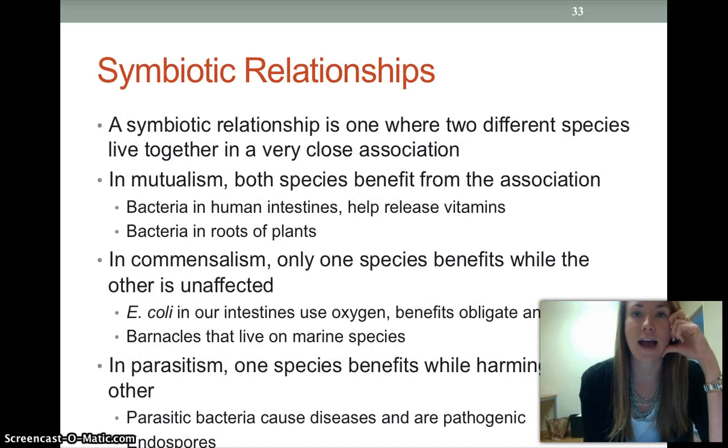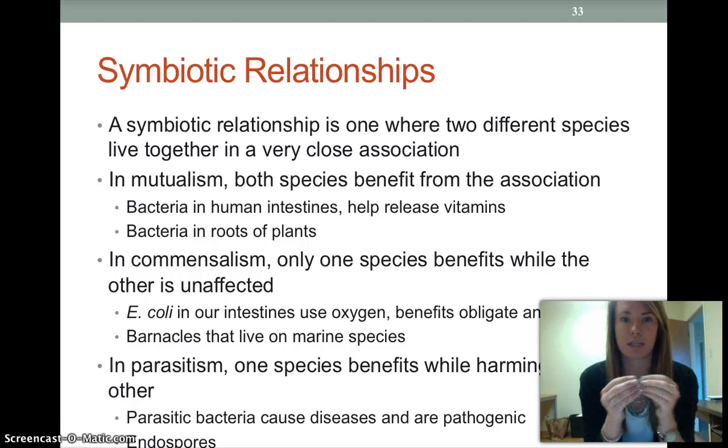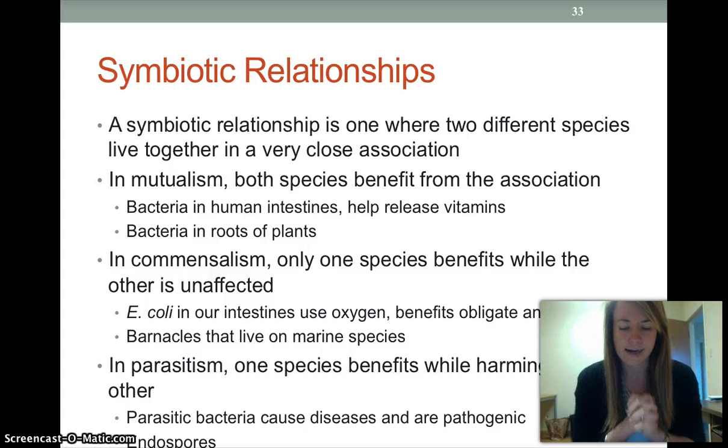Now, a lot of bacteria have what we call symbiotic relationships. Symbiotic relationships are relationships in which two different species live together in a very, very close association, so at least one cannot live without the other. And symbiotic, sym means the same, so same or together. They're living together. There's a couple of different kinds. There's three: mutualism, commensalism, and parasitism.